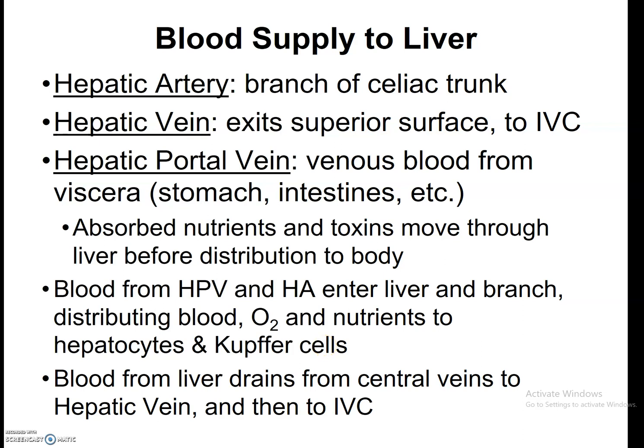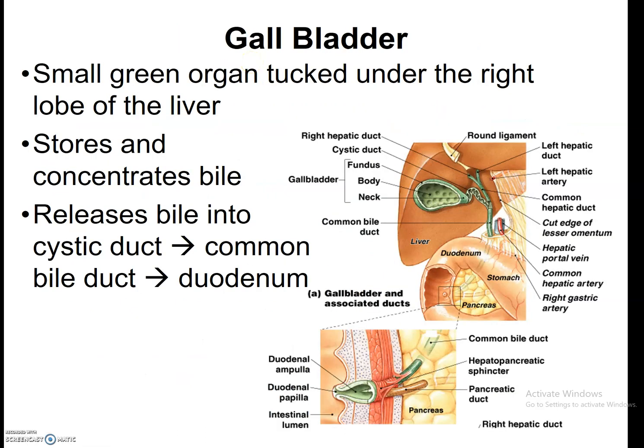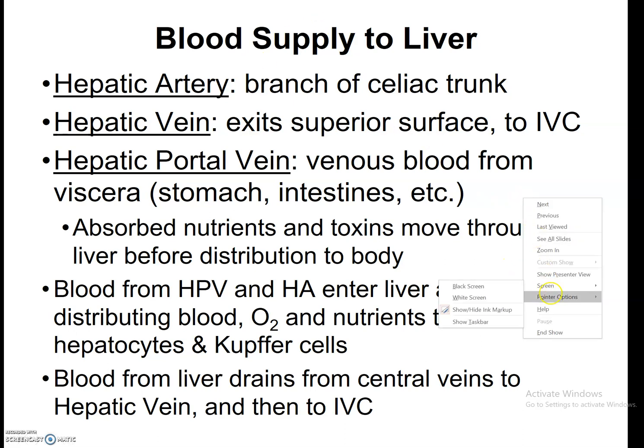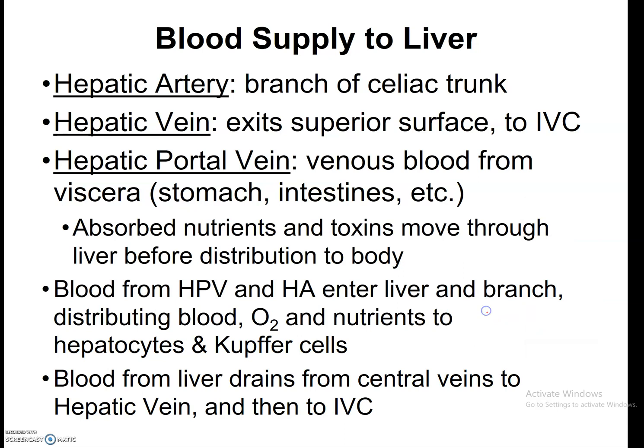Last video, I promised. So the blood supply to the liver. We talked about this a little bit before in the last unit, but you have the hepatic artery, the hepatic vein, my apologies, and the hepatic portal vein. So these are all slightly different from one another. The hepatic artery branches off the celiac trunk.